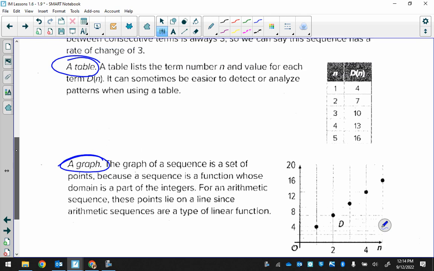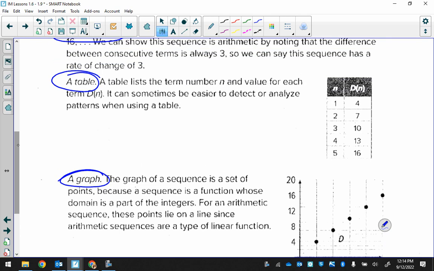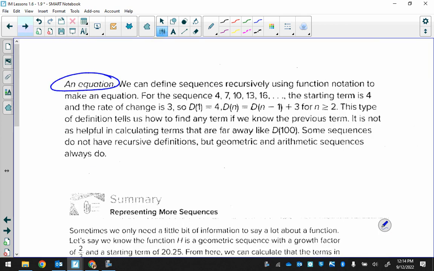Okay, and what would be the last way? We have graph, we have table, we have equation. Oops, just gave it. Yep. An equation would be the last one. Okay, in an equation we could define sequences. So all 4 of these ways will represent a specific sequence. Okay, and you could have the same sequence represented 4 different ways. Okay, you just have to pay attention to the language.